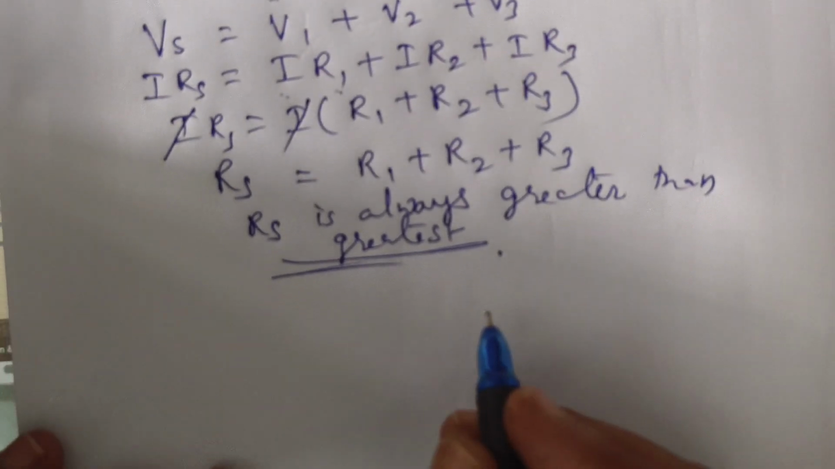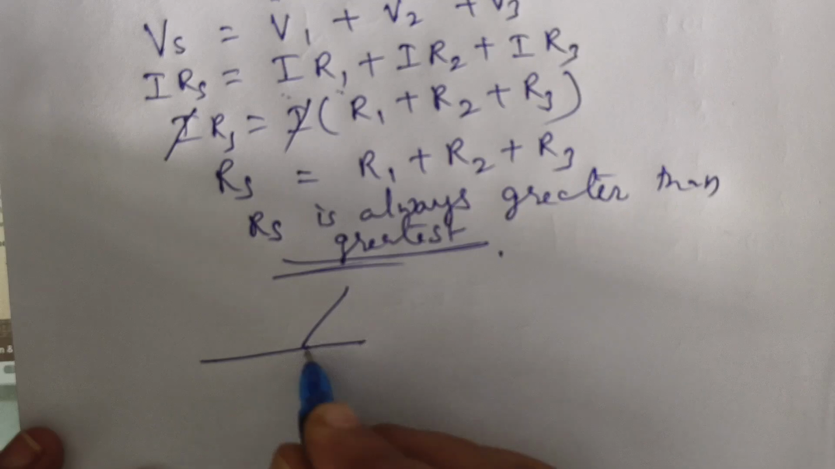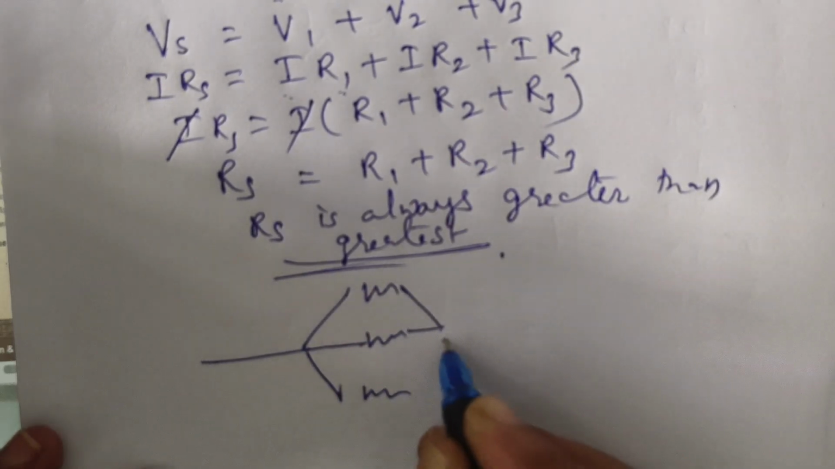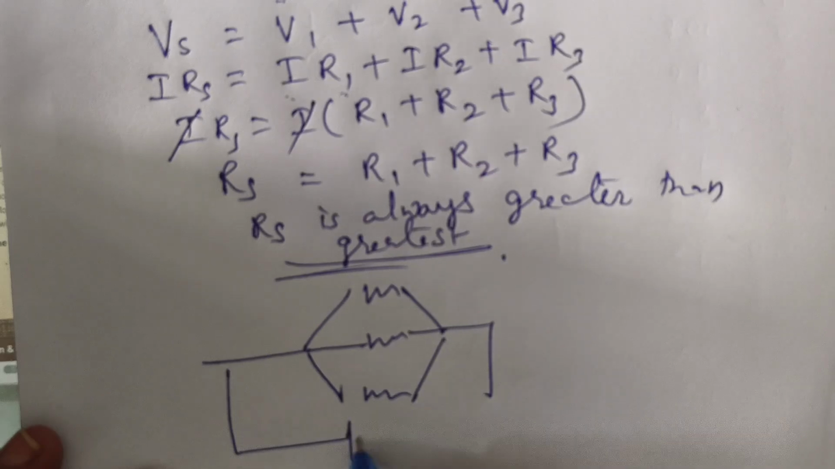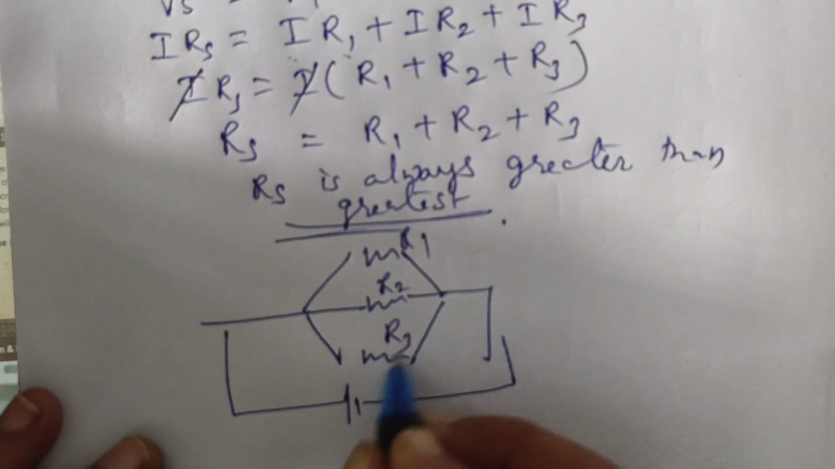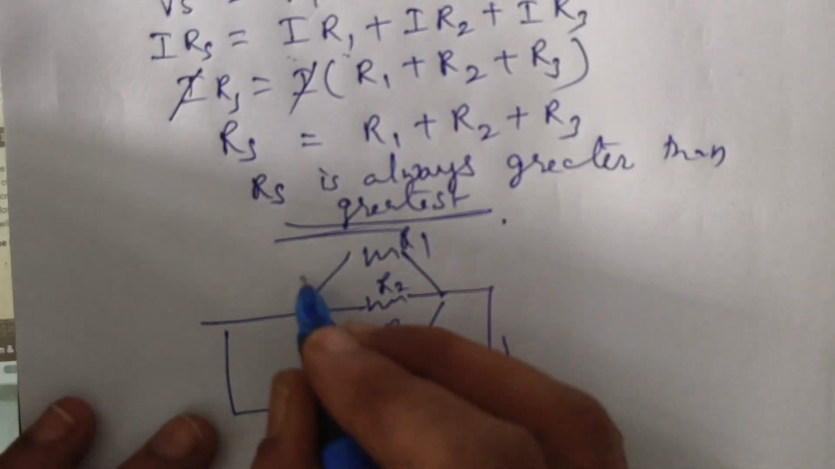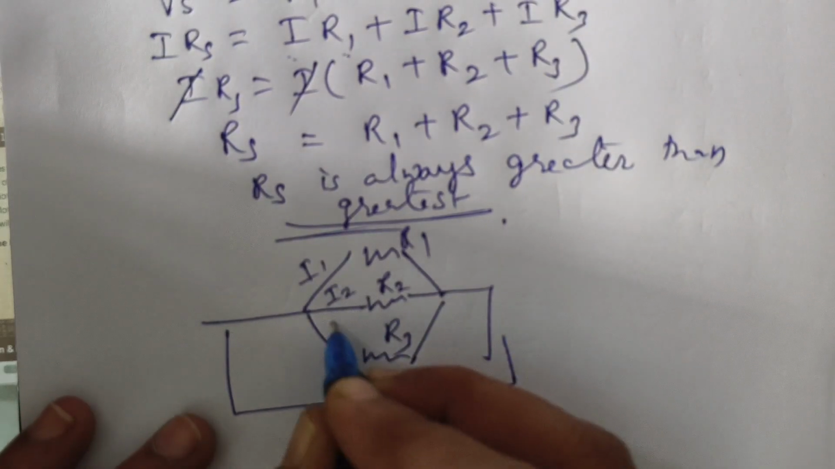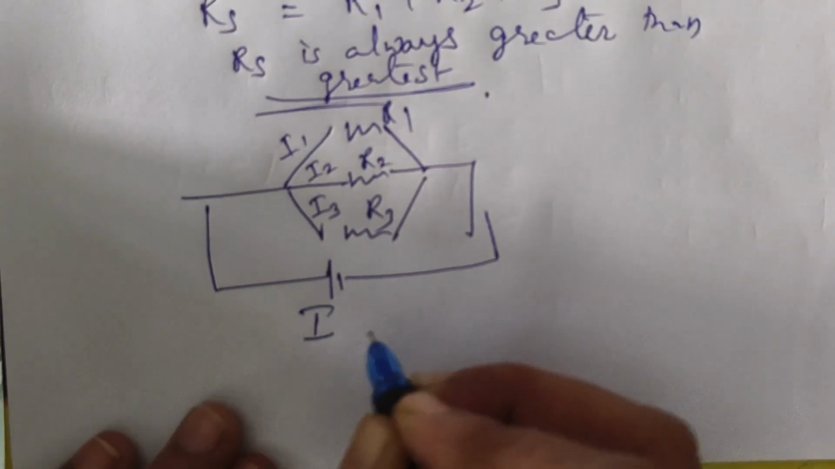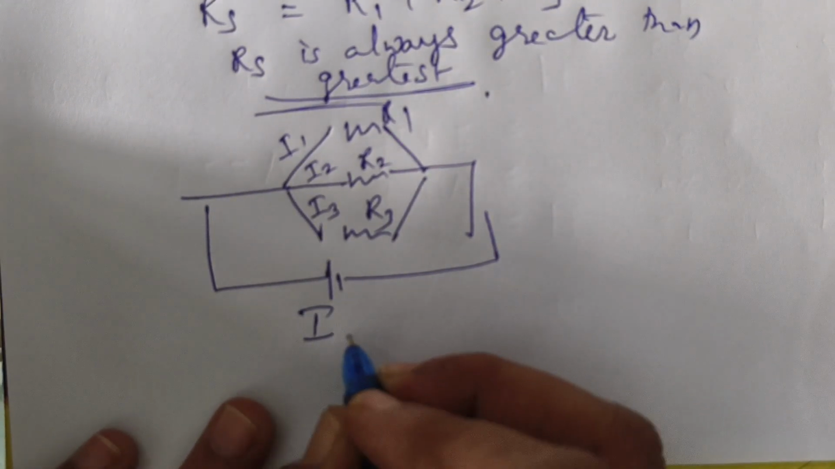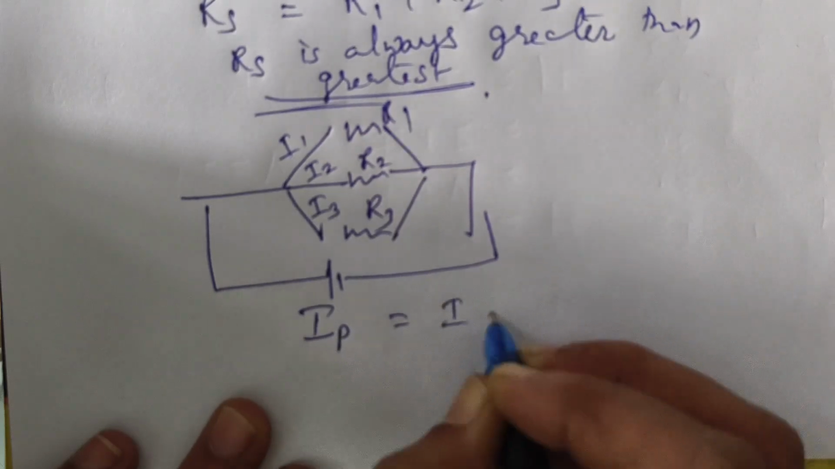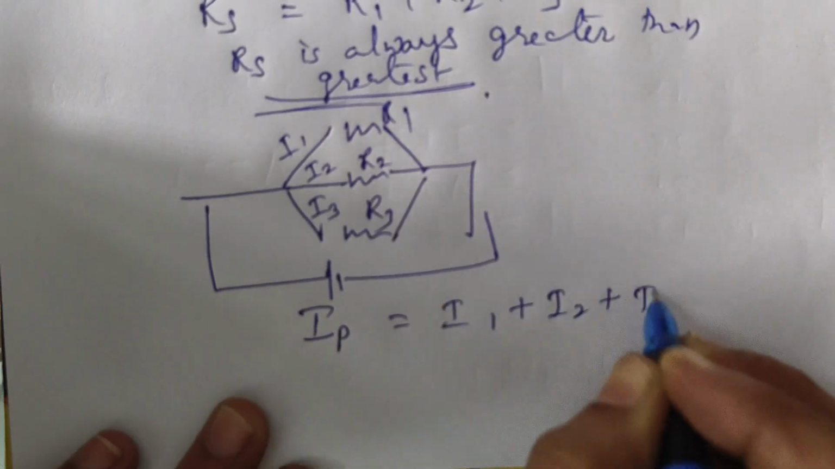Now let's start with parallel. Here the current will split, so let the resistors be R1, R2, R3. As the current is splitting here, we are going to start the derivation with current. Now I in parallel is I1 plus I2 plus I3.